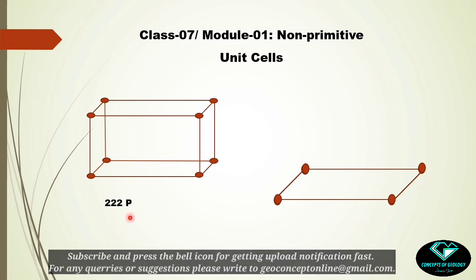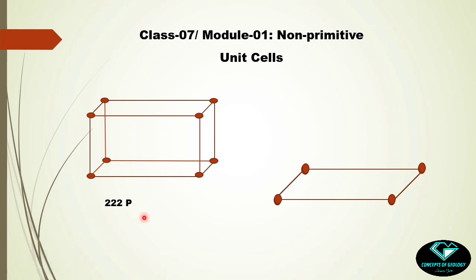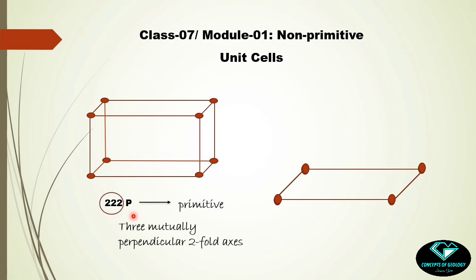Why 222? That will be discussed later, but for now understand this is for expressing the characteristic symmetry of the unit cell. Remember, in case of orthorhombic unit cell, we have 3 perpendicular 2-fold rotational axes and these are shown as 2, 2, 2. Okay, and the P is for primitive.